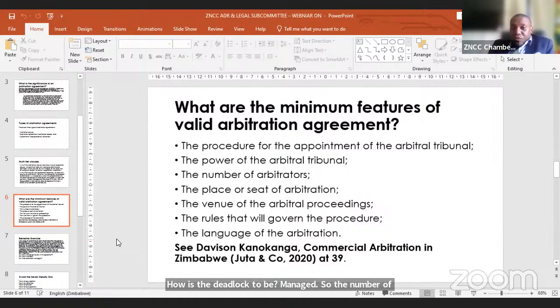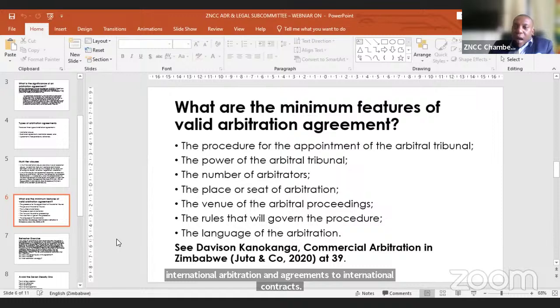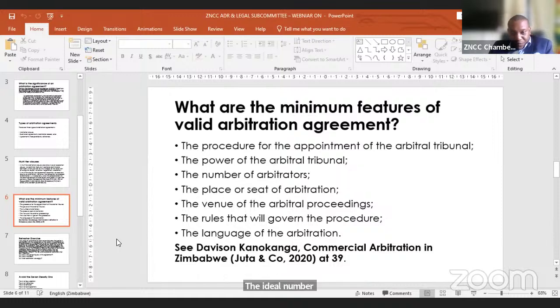More often than not, the issue of the number of arbitrators will appear where parties are drafting international arbitration agreements or international contracts. The ideal number there will be 3 arbitrators who are appointed or chosen. So at minimum, you should have this in the arbitration agreement.